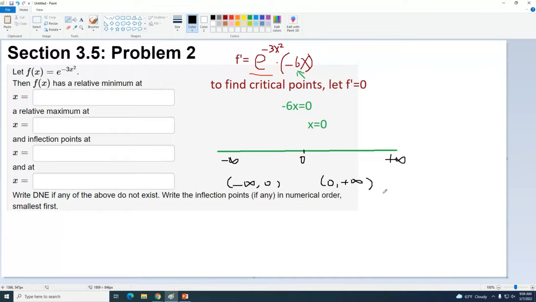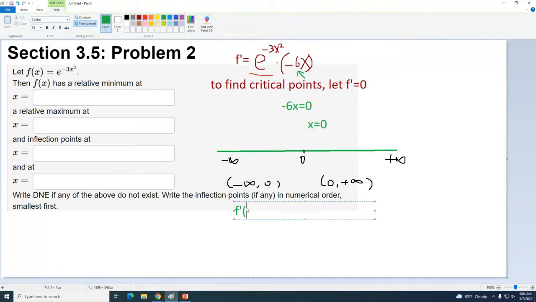For each interval we want to know if it's increasing or decreasing. To understand increasing, decreasing, you have to use your derivative. So we're going to look at the derivative. For the first interval, you pick a point on the interval, like negative 1. So you go negative 1, and it'll be increasing. It's e to the negative 3 times negative 1 squared, which is e to the negative 3, and then negative 6 times negative 1. So it's positive.